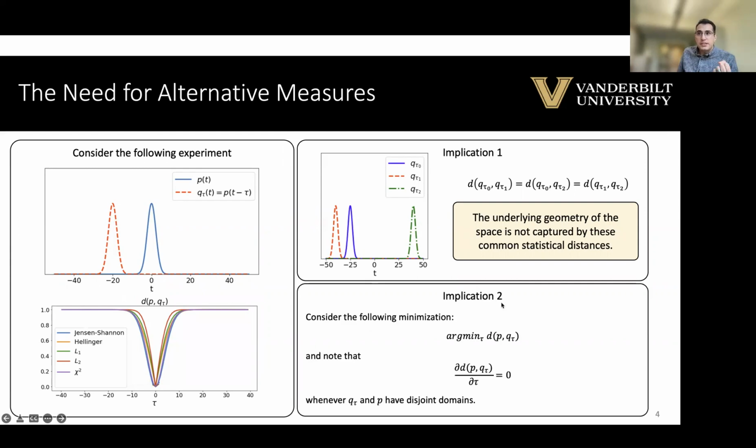So what is the second implication? If we are, for example, running a gradient descent to find the optimal tau, and we didn't initialize this correctly, so we initialized these two distributions in a way that their support is actually disjoint, we have zero gradient information. So if you're starting here, there is no gradient information for us to guide us to the correct solution. Okay, so this is implication 2.